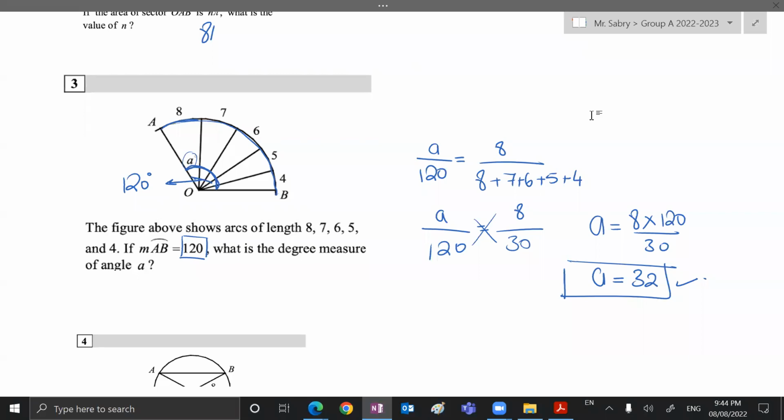Because it's the same idea exactly, the sector over the whole circle. Part of this angle is equivalent. It's the same concept. Think about it like this: this tiny angle over the whole angle is equal to this tiny arc over the whole arc because they are parts of each other. Understand?